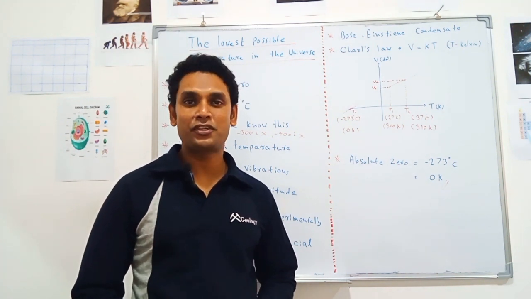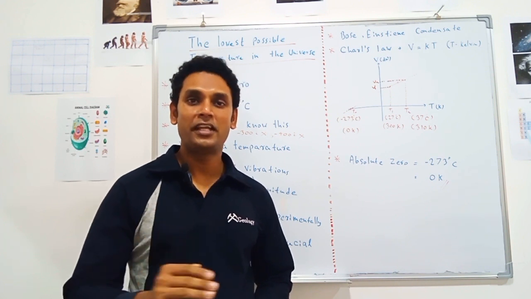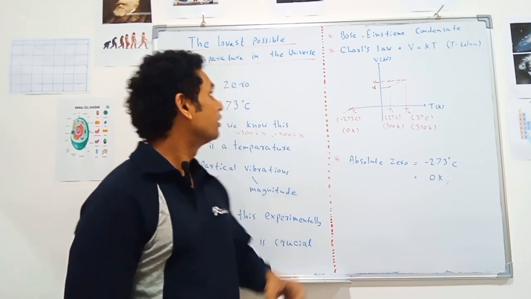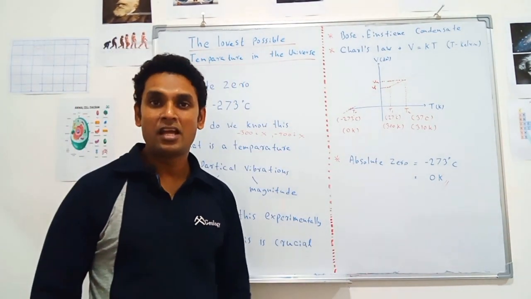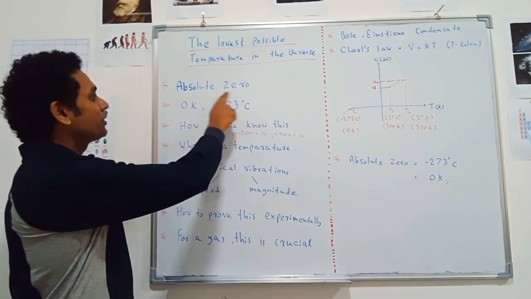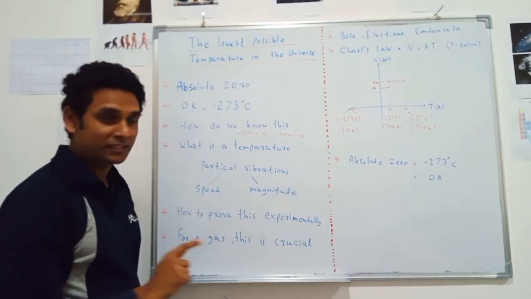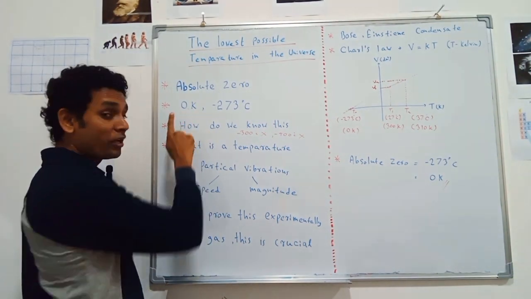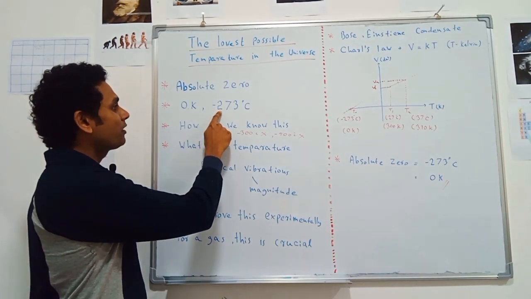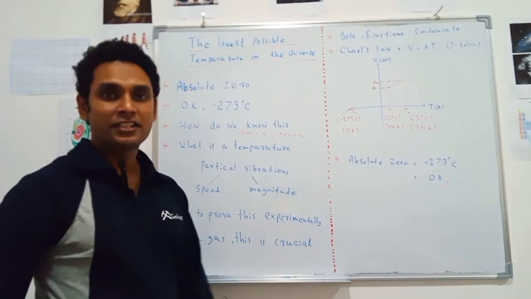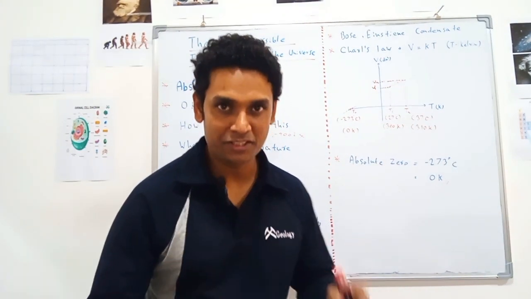And today in this video, we are going to discuss the lowest possible temperature anywhere in this universe. It is called absolute zero. The value of it is 0 Kelvin, or minus 273 degrees Celsius.